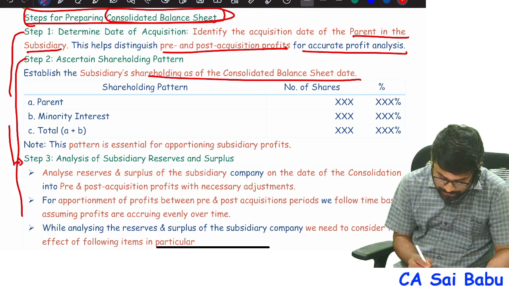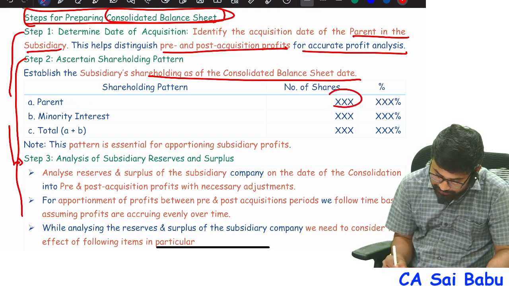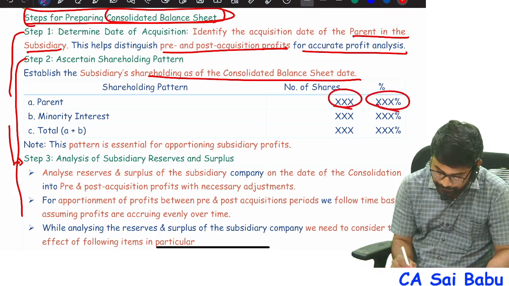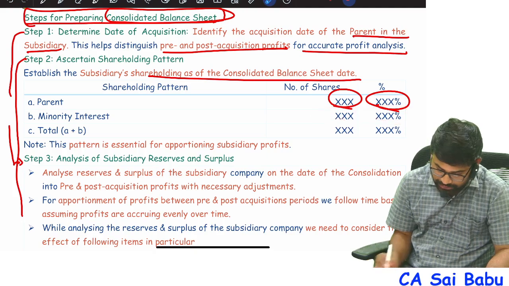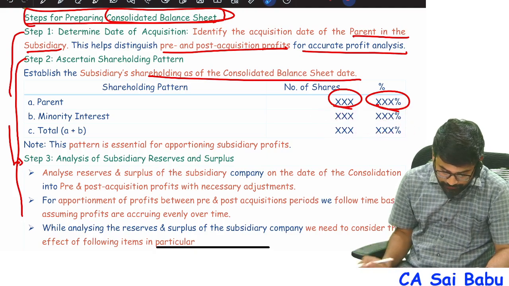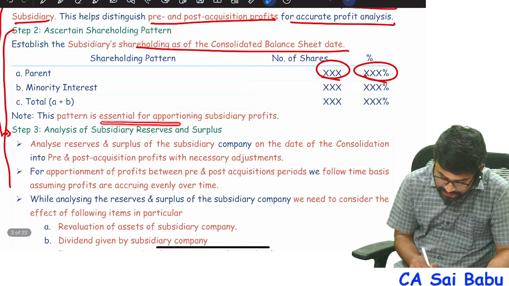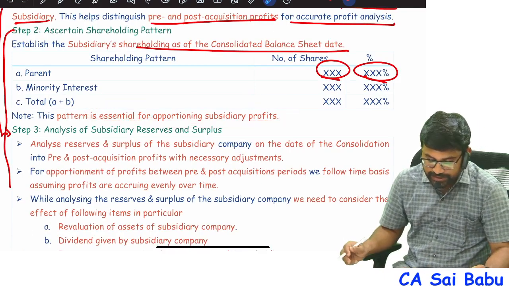Okay. So see this: parent company, number of shares, percentage of holding. Minority interest, number of shares, percentage of holding. Total. And this pattern is essential for apportioning the subsidiary profits.